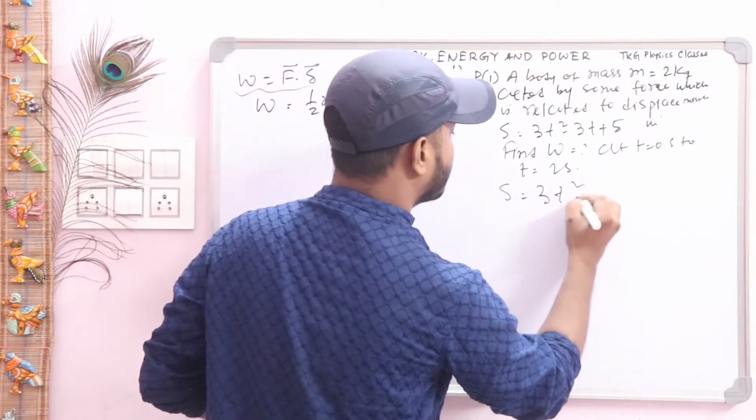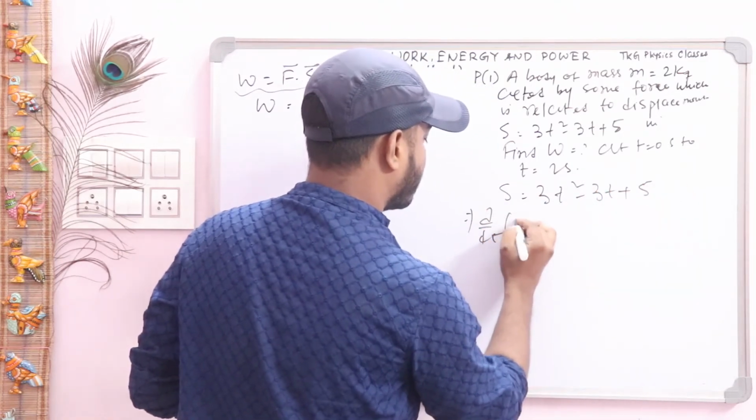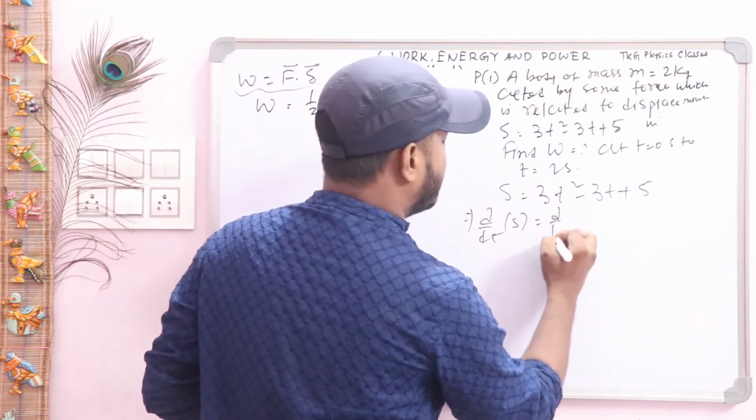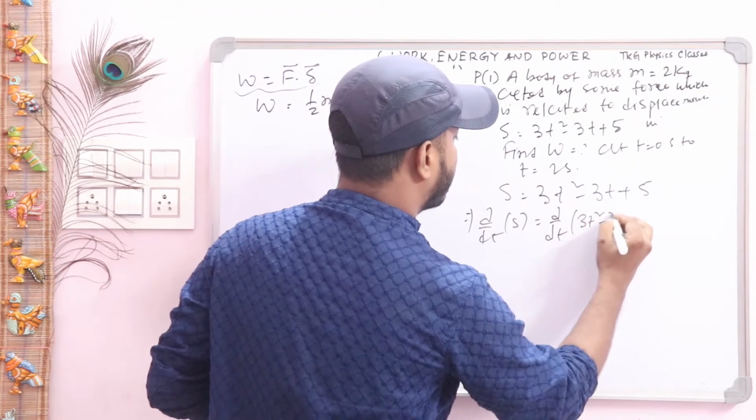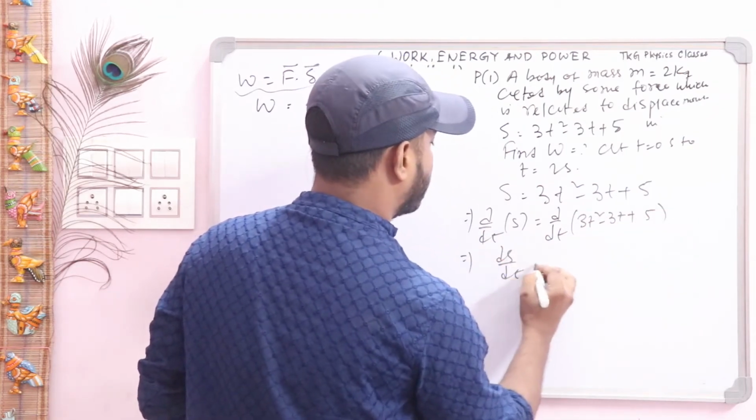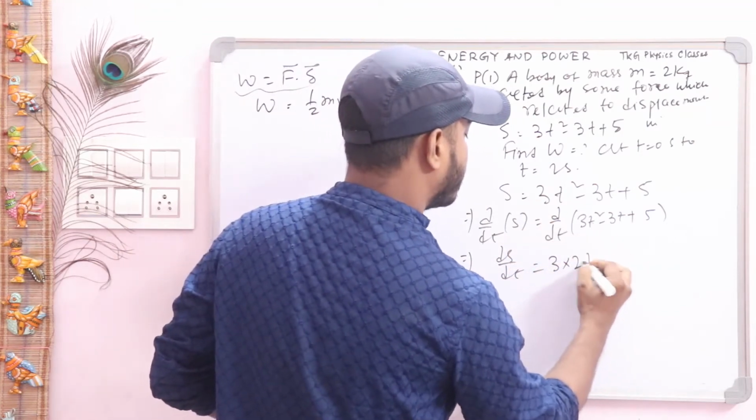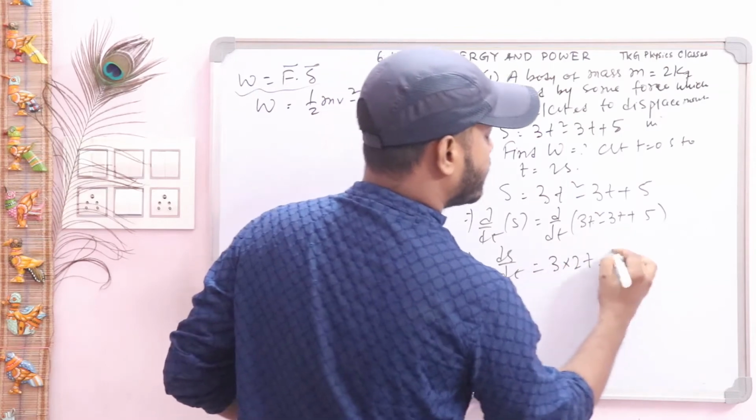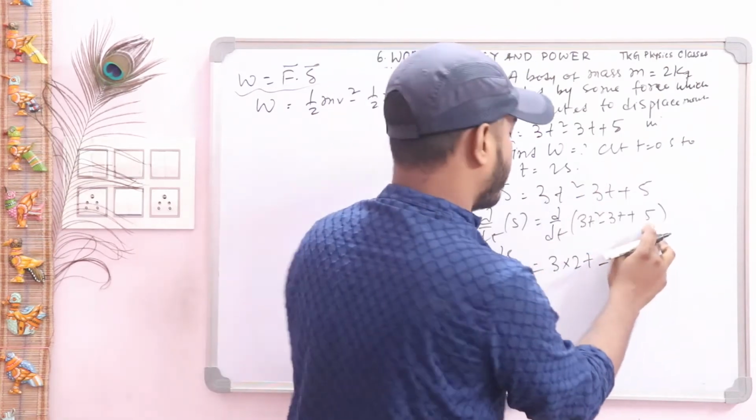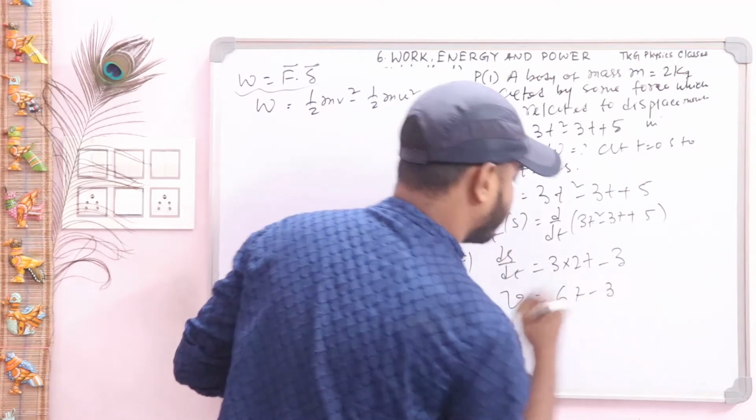So s is 3t square minus 3t plus 5. Then d/dt of s will give the value of v, that is d/dt of 3t square minus 3t plus 5. This is ds by dt. You see, d/dt of 3t square is 3 times 2, that is 6t. d/dt of 3t is 3 times 1, and d/dt of 5, a constant, is 0. So the velocity is given by 6t minus 3.